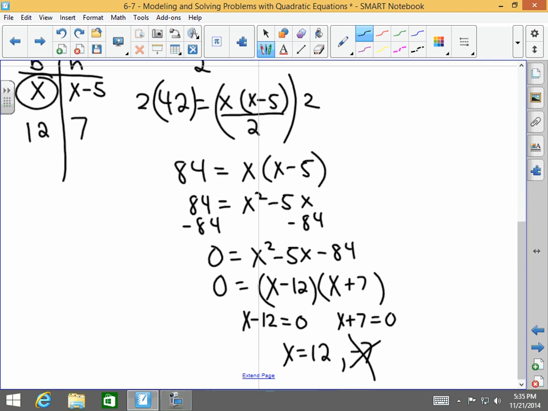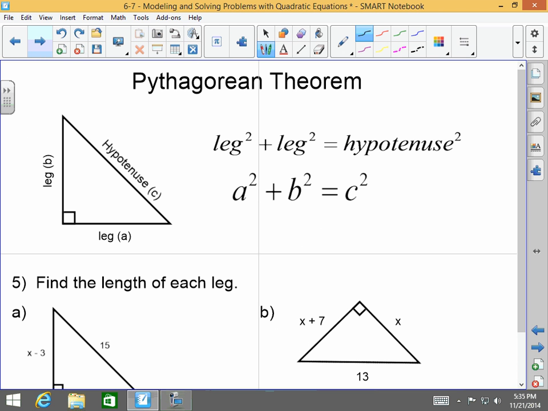All right, let's move on. Let's talk about the Pythagorean Theorem for a second. The Pythagorean Theorem works with right triangles and right triangles only. You know that a triangle is a right triangle if it has this little symbol. That symbol means that it is 90 degrees. That's what that symbol means. It's 90 degrees. That is a right triangle.